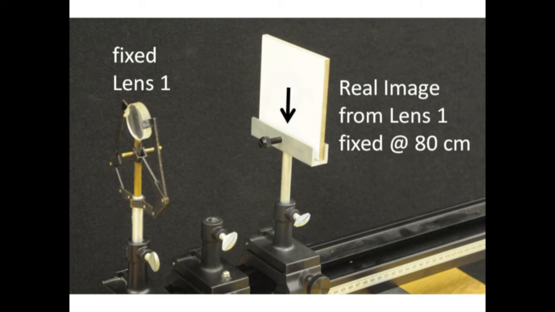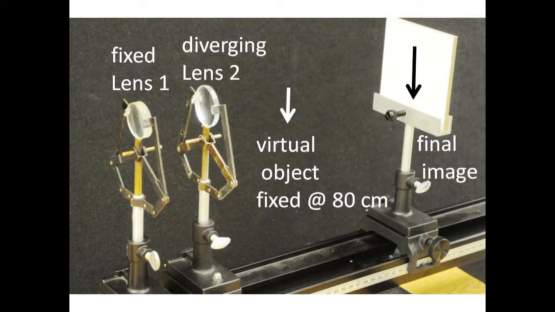Begin by placing the screen at the 80 centimeter position and adjusting the first converging lens until a sharp image is formed. Lock down the converging lens 1 and never move it. This ensures that the image from lens 1 will remain at 80 centimeters throughout the experiment. Place the diverging lens 2 at the 70 centimeter position and carefully locate the final image. The diverging lens is seeing the virtual object locked at 80 centimeters and pushing the final image back.